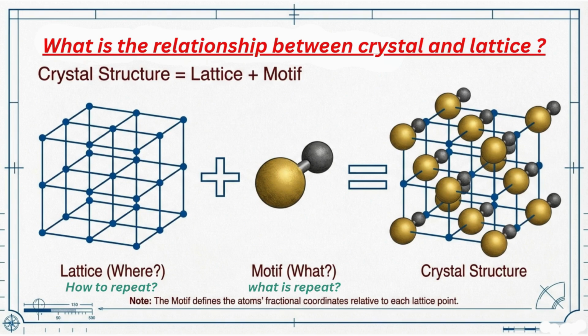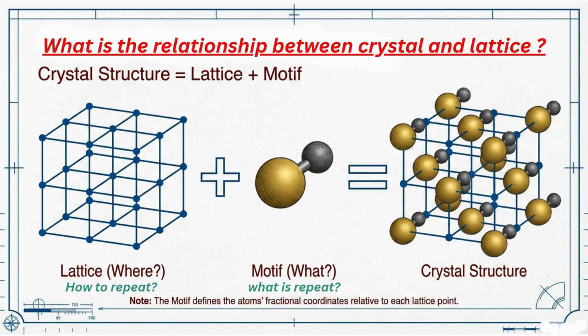Here we can also find the relationship in another pictorial form and its importance. To define a crystal structure, we need two parameters: one is a lattice, another one is a motif. The lattice represents how it is repeated, or where the points are located in the structure, whereas the motif is what is repeated, what matter or what atom is repeated in that particular lattice. So it is how it is repeated and what is repeated.